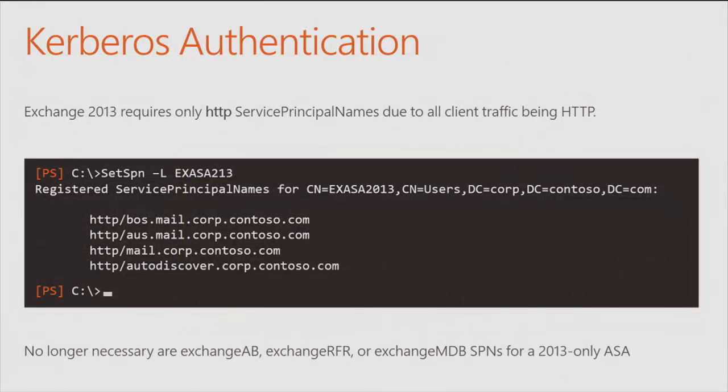We only need the HTTP service principal names now. You no longer need the other guys. You don't need the Exchange AB, the Exchange RFR, or the Exchange MDB SPNs. Right? So if you're only using a certain ASA account for 2013, it's just going to look very similar to what you see on the screen there. You'll just have the HTTP SPNs for the URLs that you require.